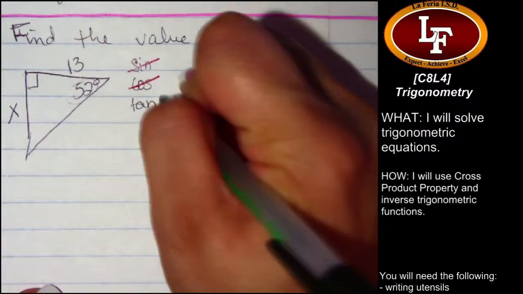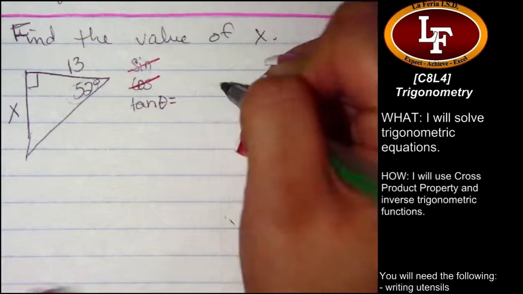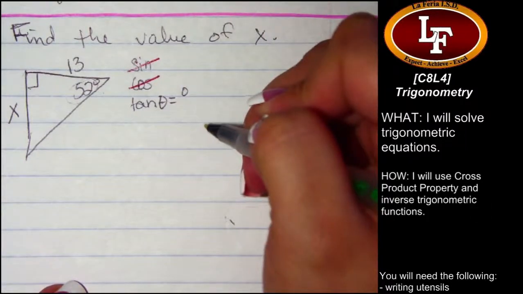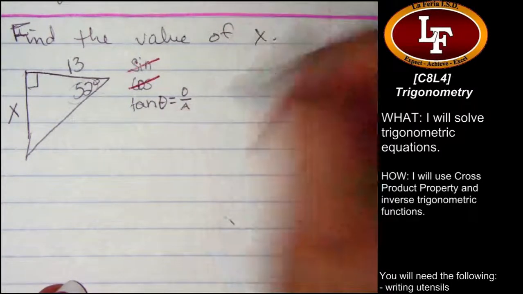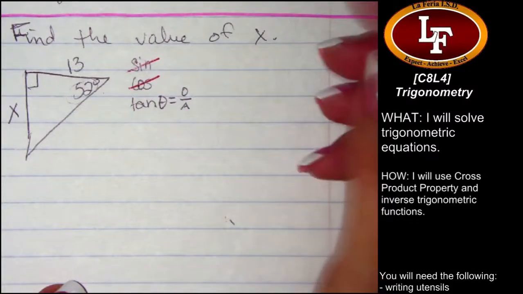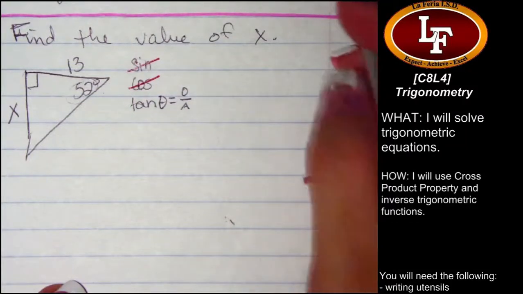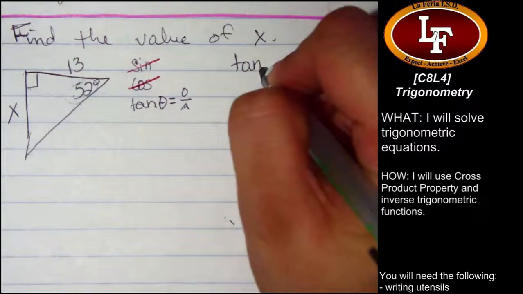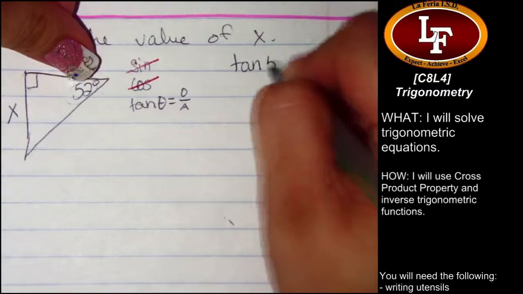So what is the ratio that creates tangent? Opposite over hypotenuse? I mean, adjacent. Adjacent. Sorry. It's all right, I do the same thing all the time. Okay, so we're going to write out the tangent, but this time it's not theta. We have an actual number for the measure of our angle. It's right here, 52.